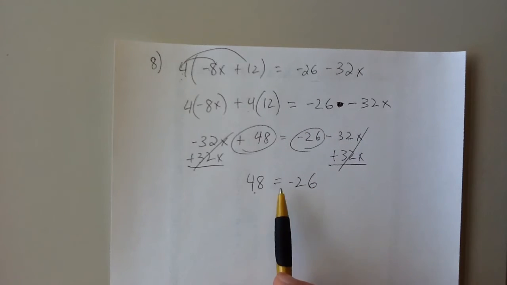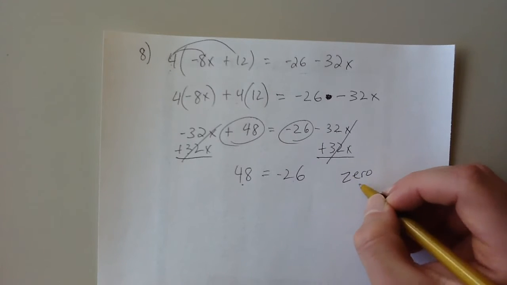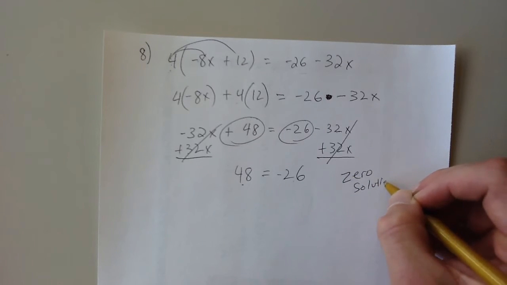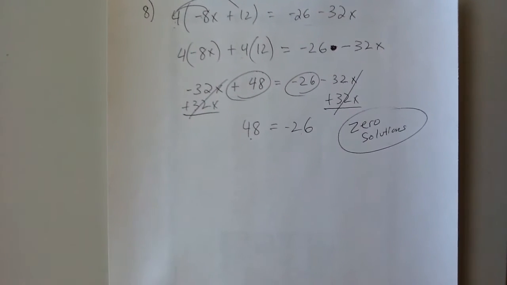So you get some number equal to some different number. What does this mean? There are 0 solutions. Okay, no matter what value for x you put in there, the left side is not going to equal the right side. Therefore, there are no solutions. 0 solutions for number 8.